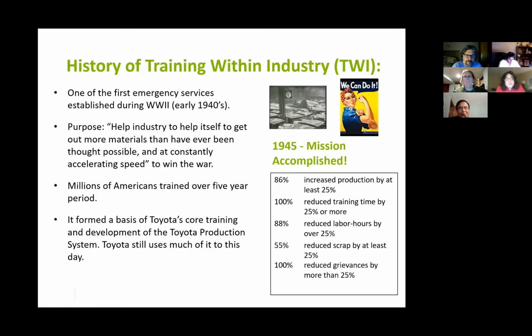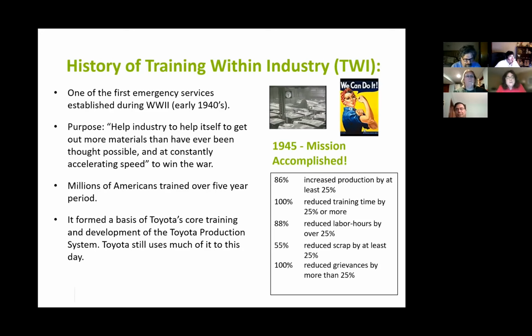It disappeared from the U.S., but in the 1990s, people like Dr. Alan Robinson, there were a few other people, began to do some research. They saw TWI referenced in various materials, including a book called Kaizen. So through this research, the program resurfaced in the U.S. And the first workshops held with TWI materials from the 40s took place in the early 2000s.